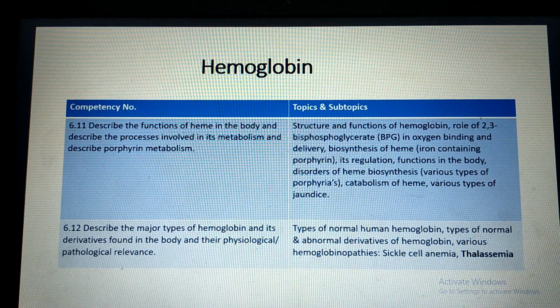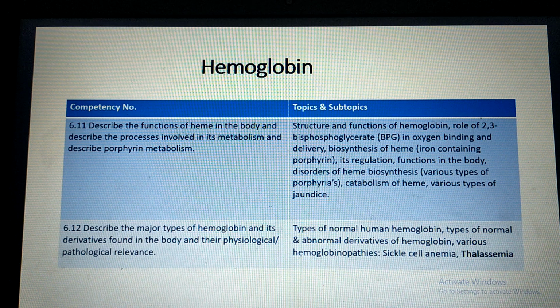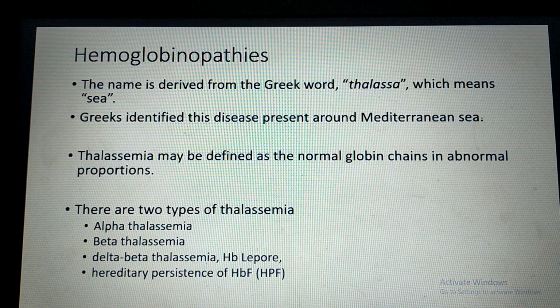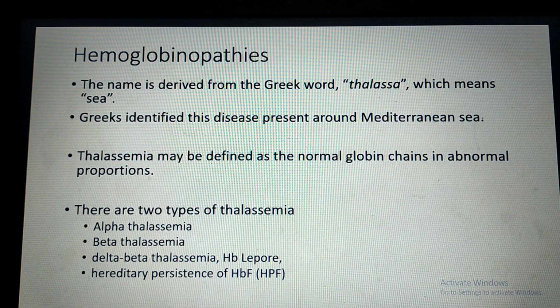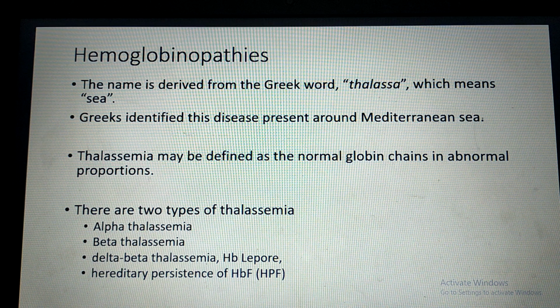Good morning students. Today's topic of discussion is hemoglobin, competency number 6.12, and the subtopic is thalassemia, which is the last topic of this hemoglobin. The name thalassemia is derived from the Greek word thalas, which means sea. The Greeks identified this disease in people who reside around the Mediterranean Sea, and hence the name thalassemia was given.